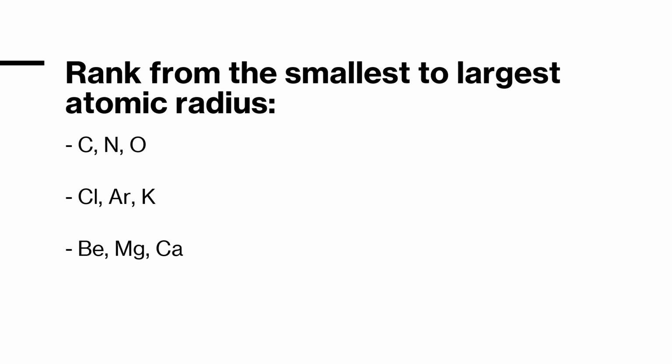Chlorine, argon, potassium. Smallest to largest. So this one is also a row. So left to right. So argon, chlorine, and then potassium, smallest to largest. Beryllium, magnesium, calcium, smallest to largest. Luckily for us, it's the same order. So beryllium, magnesium, calcium. All right, gentlemen, if you have any questions, please let me know.